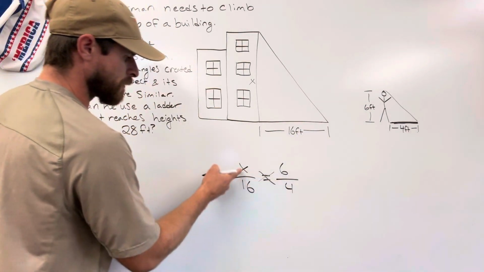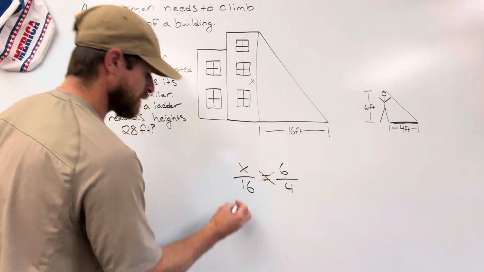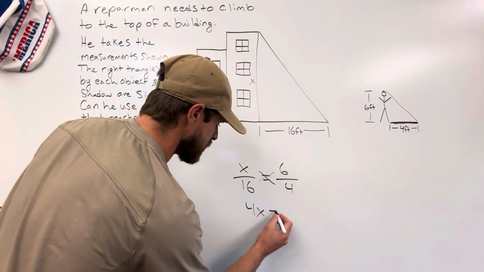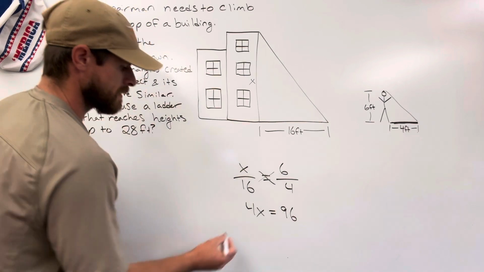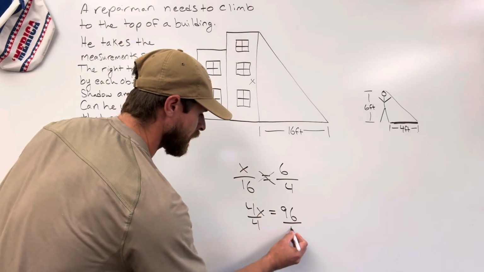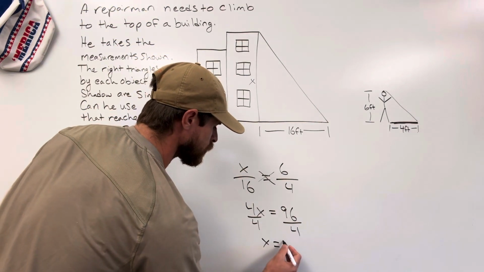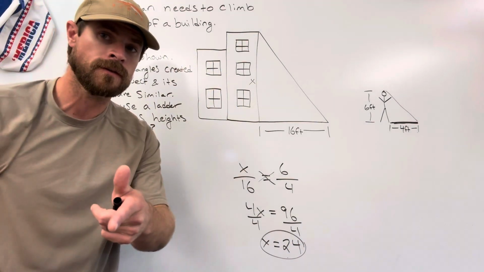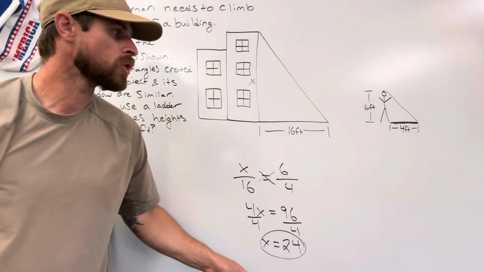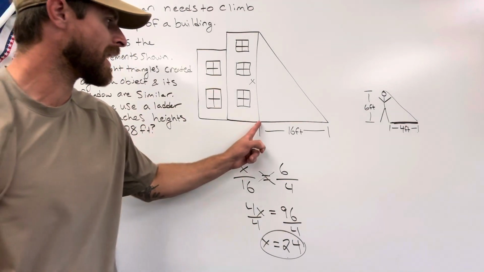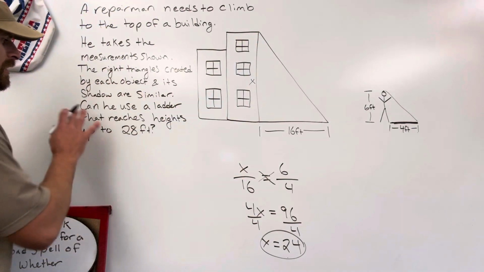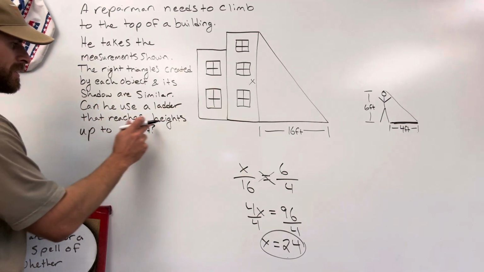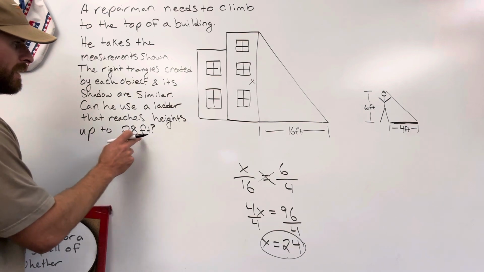Cross multiply to solve for X. So 4 times X gives me 4X. And 16 times 6 would be 96. Divide by 4, divide by 4. X equals 24. Okay, now don't stop. Don't leave. 24 is not our answer. 24 is our height of the building. The question is asking us, can he use a ladder that reaches heights of up to 28 feet?